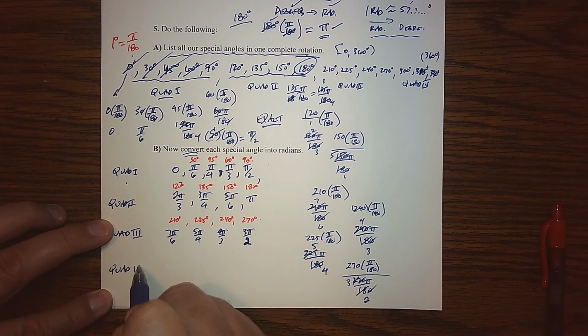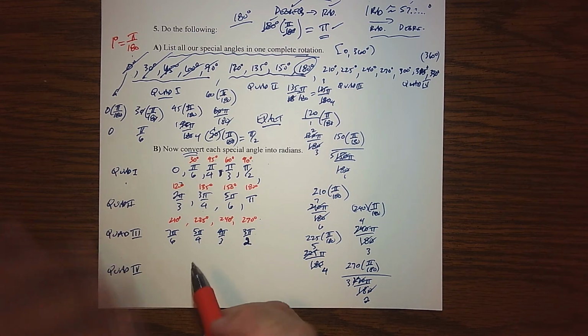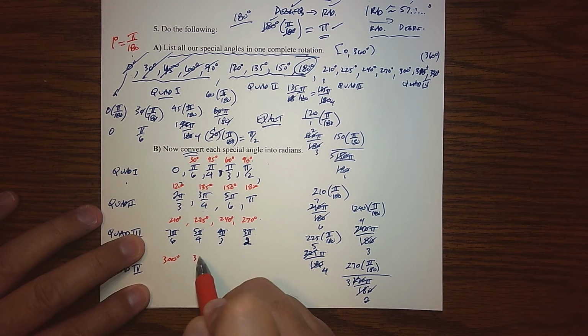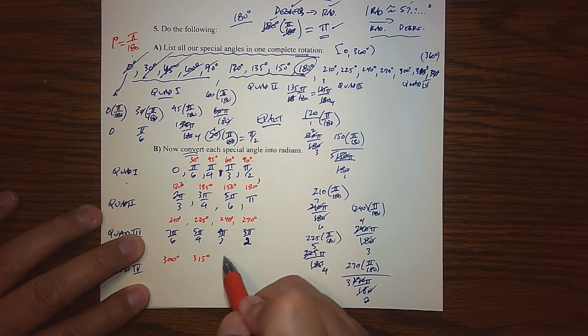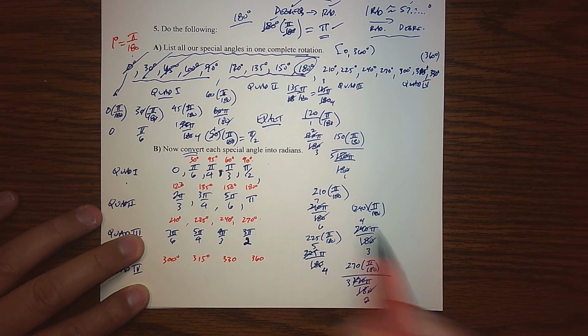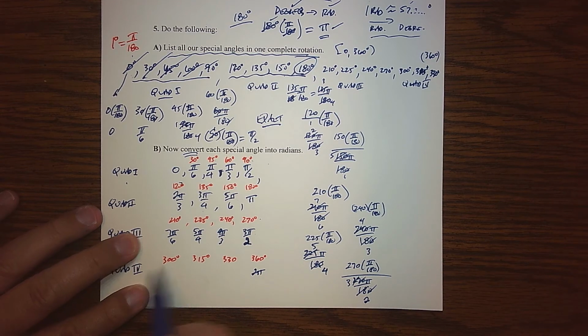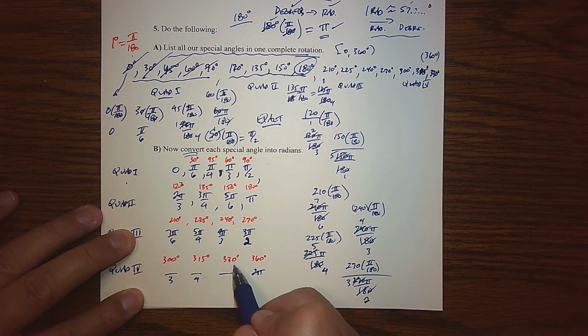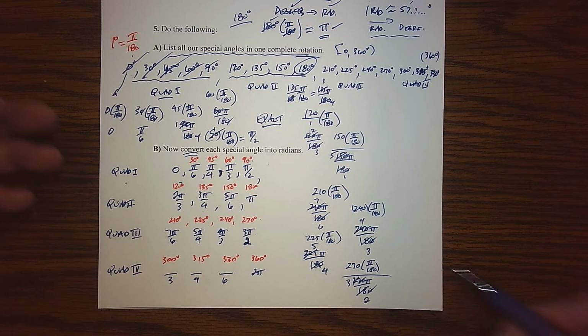So quad number 4, if you're really seeing the pattern, right, let me write these guys down. We have 300 degrees, we have 315 degrees, we have 330 degrees, and we have 360. So we already know 360, right, that is 2 pi, so I'm not going to bother writing that. 300, right, in quad 4 has a 60-degree reference, so I'm expecting a division by 3. 315 has a 45-degree reference, so I'm expecting a division by 4. And 330, oops, forgot my degree symbol, right, has a 30-degree reference, so I expect that to be out of 6.